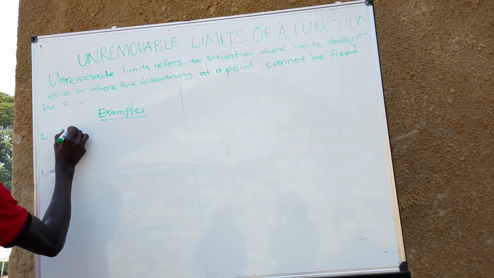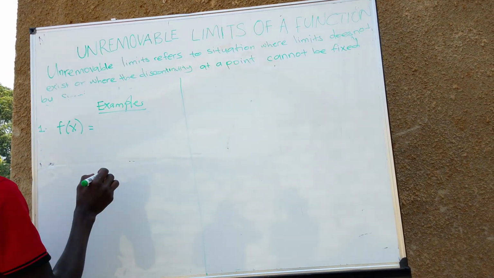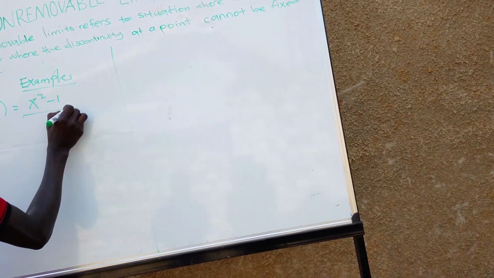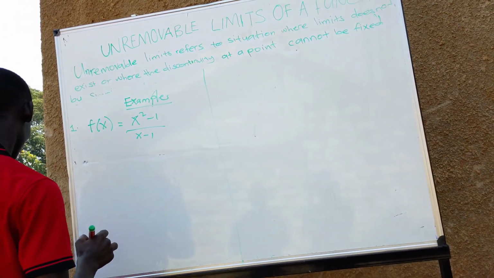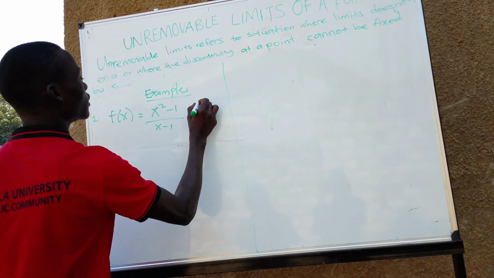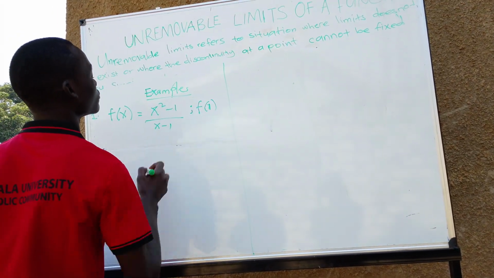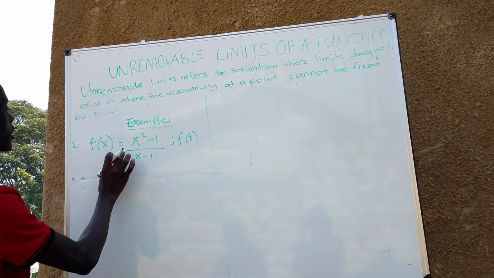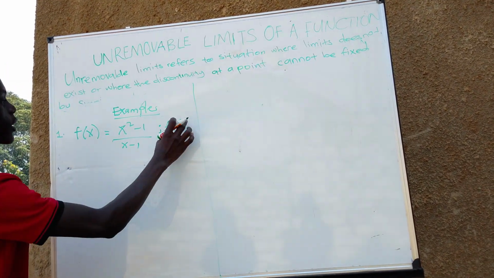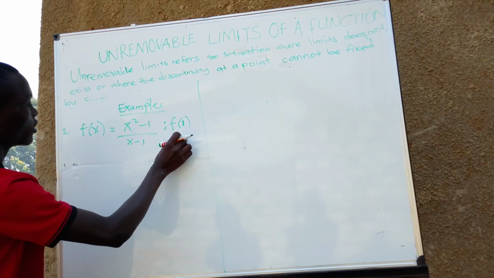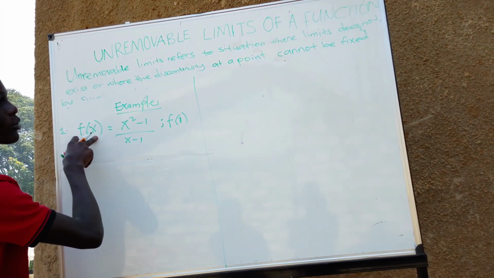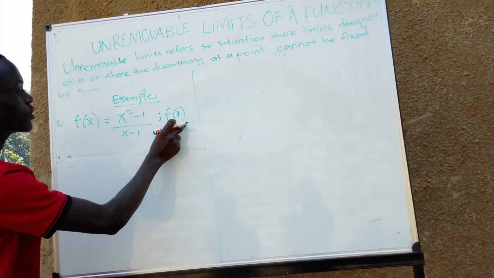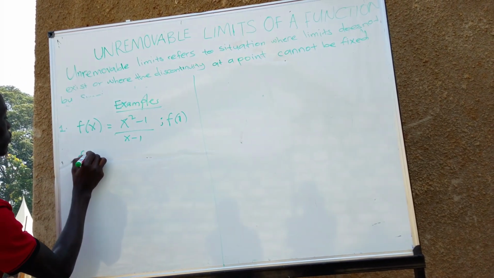If the function f of x is equal to x squared minus 1 over x minus 1, find f of 1. So when we look through our function here, this one is the function we are given, and we are going to get the function if x approaches what? 1. So we are going to replace where there is x, we put 1. So we say what about f of 1?